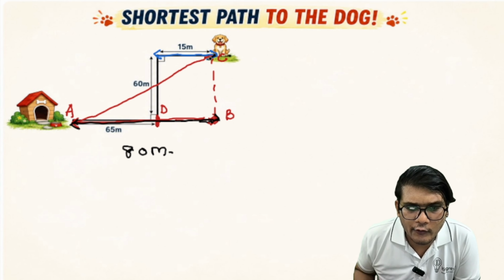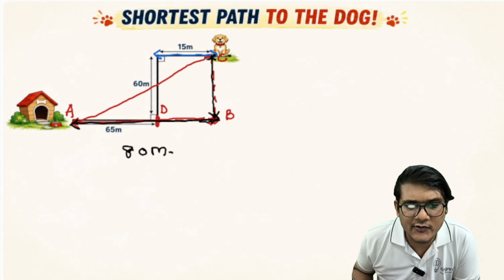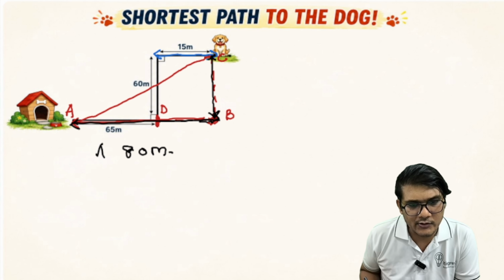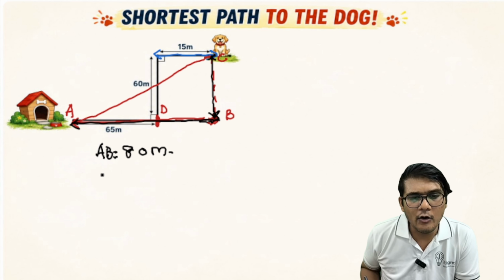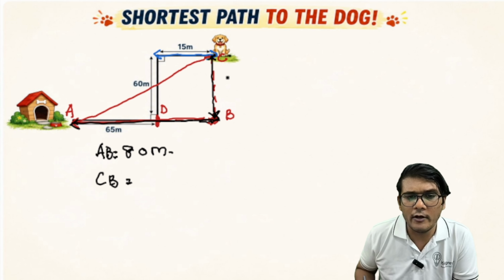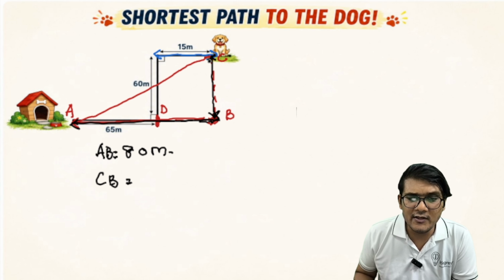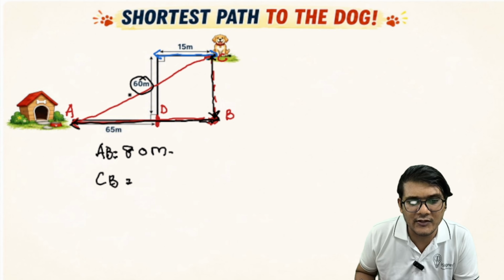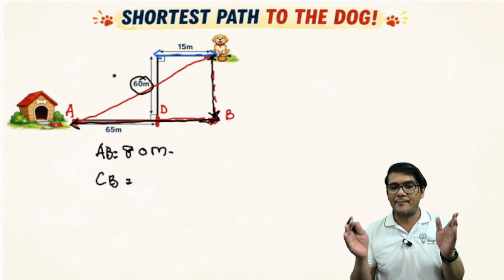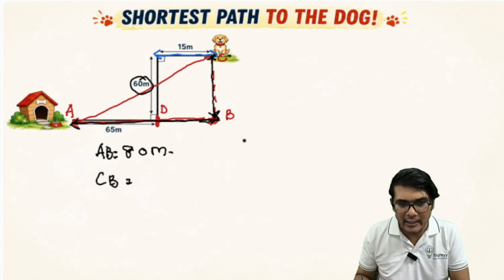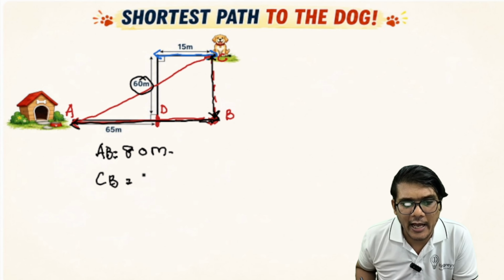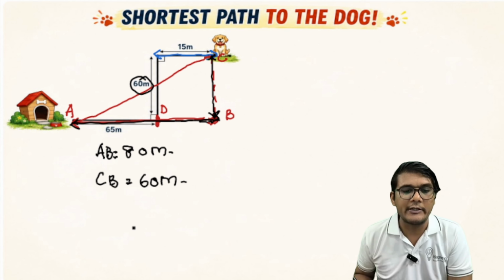Now, I need to also identify this distance CB. So, my distance AB is 80. Now, let me identify this distance CB. What is this distance CB? This distance CB is equal to this 60 meters because it is exactly parallel and perpendicular as well. So, this distance CB I know is going to be 60 meters.